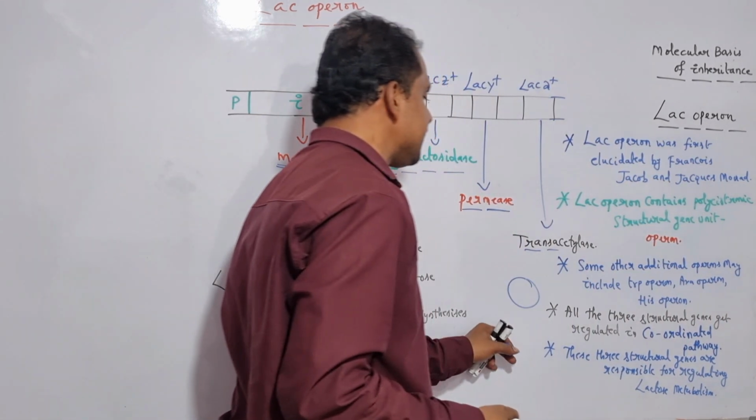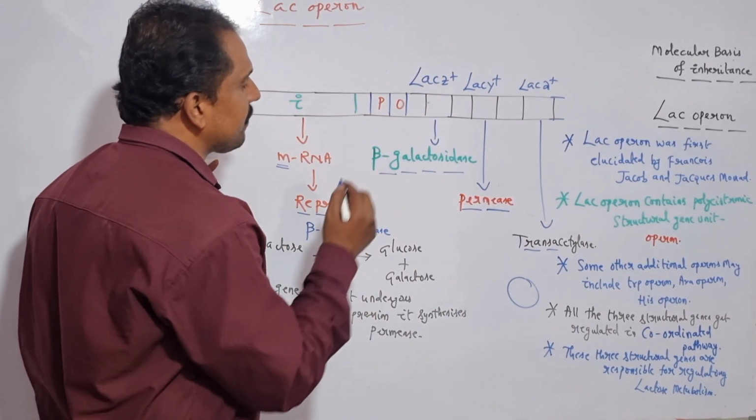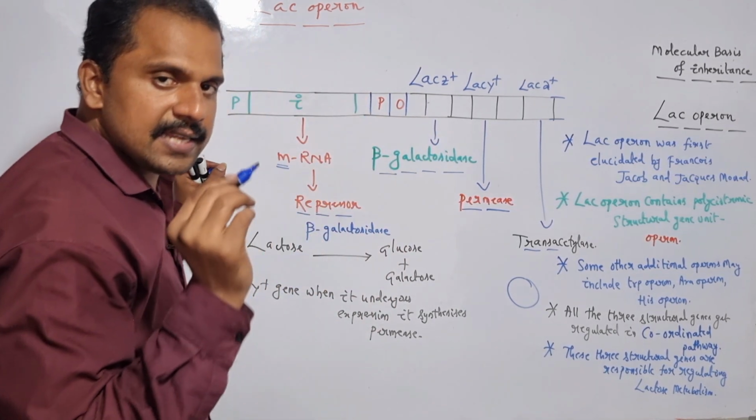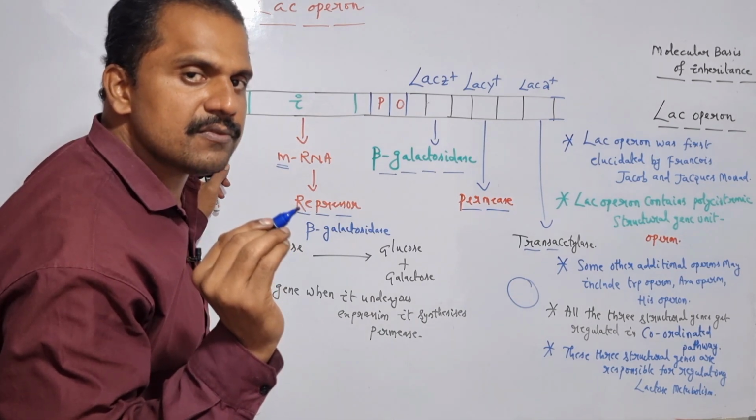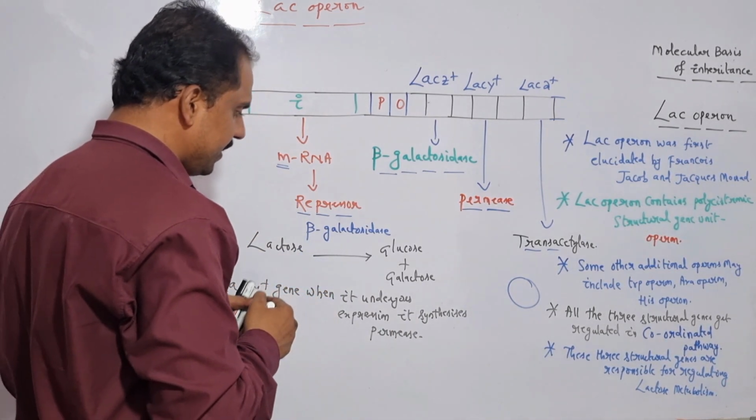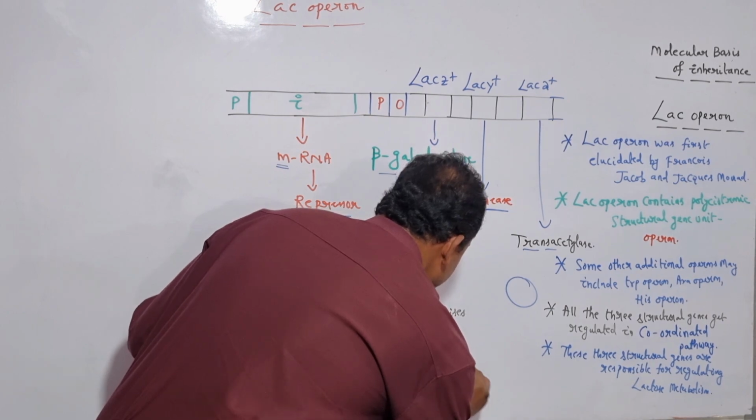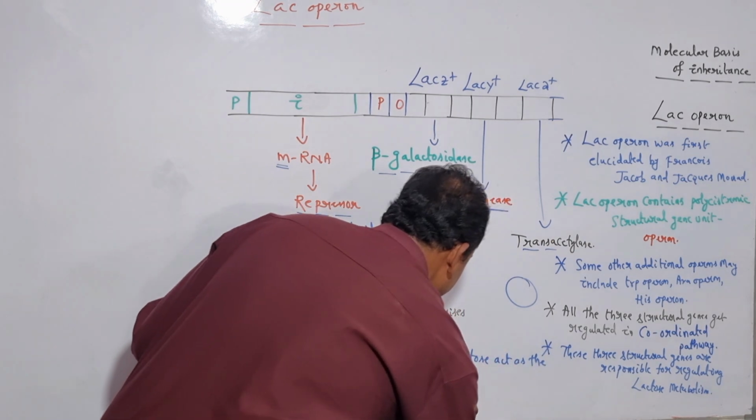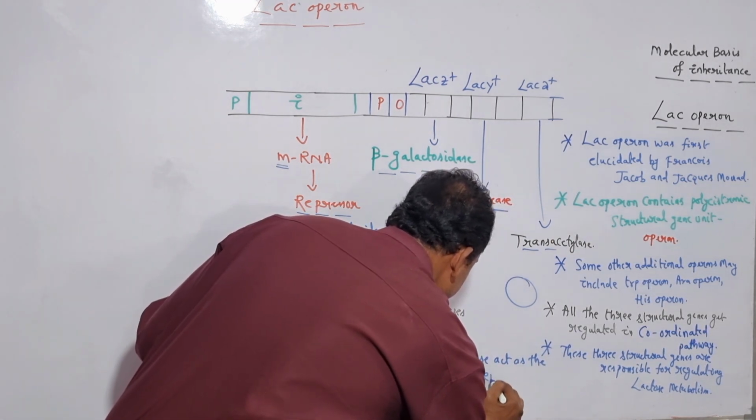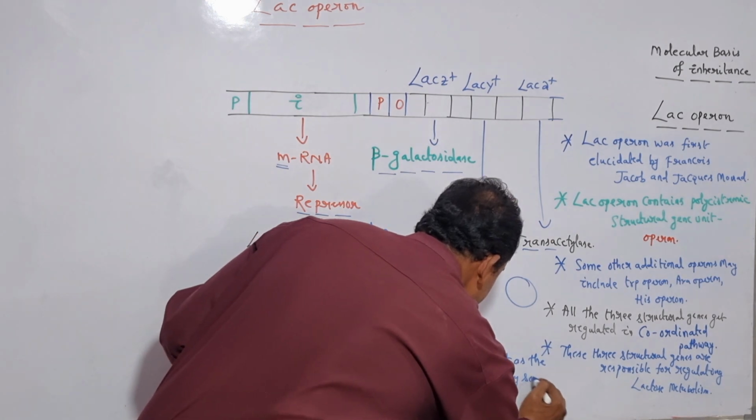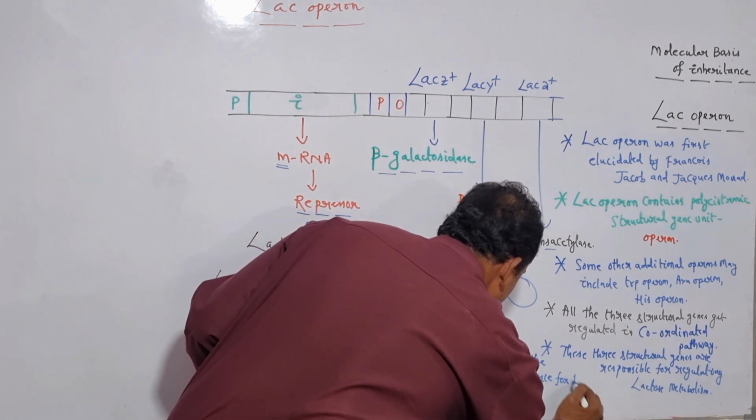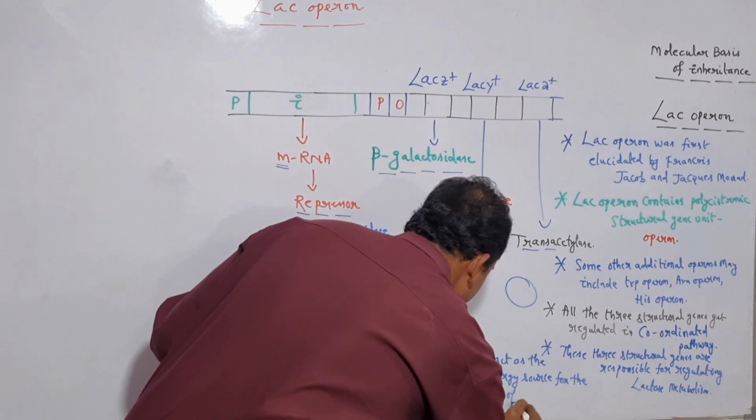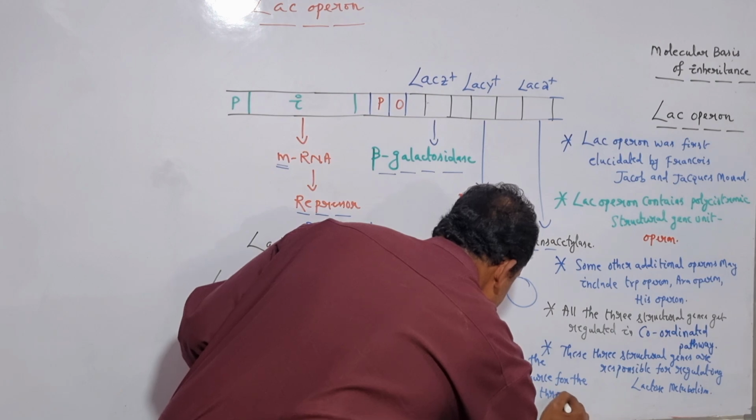So here for the successful expression of all the three structural genes which are a part of the LAC operon, there is a requirement of a specific carbon energy source known as what? Lactose. Is it clear? So let me write it here. Lactose acts as the carbon energy source for the expression of the three structural genes.